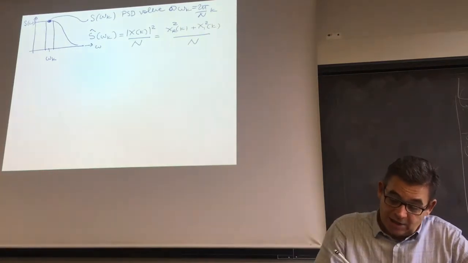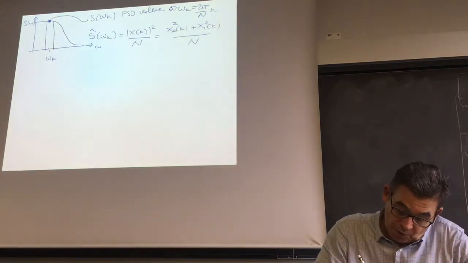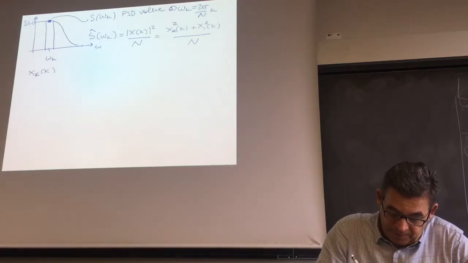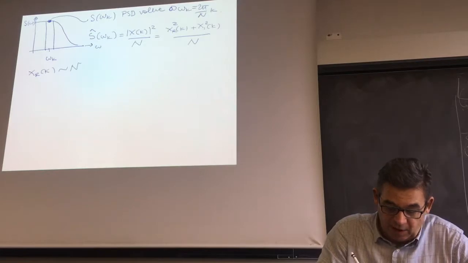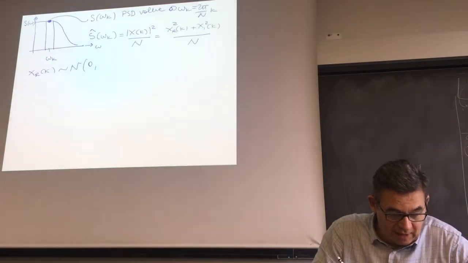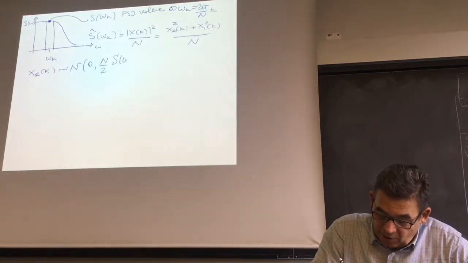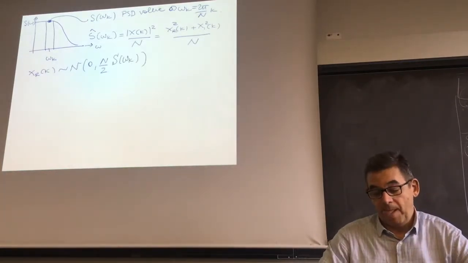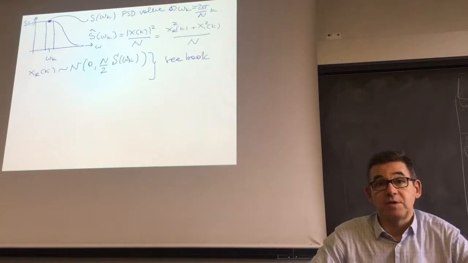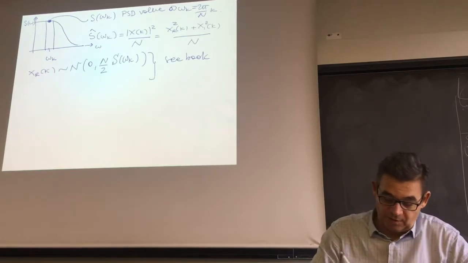Looking at the property of each individual real and imaginary part, we know that x real part k is behaving as a Gaussian, which has zero mean and variance n divided by 2 times the power spectral density at omega k. For the proof of that, see the book. There is a proof which is just 5 lines. I don't want to use this time for these 5 lines.